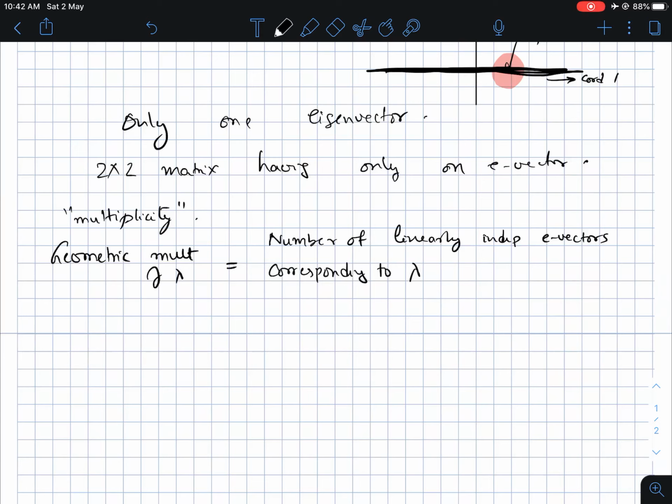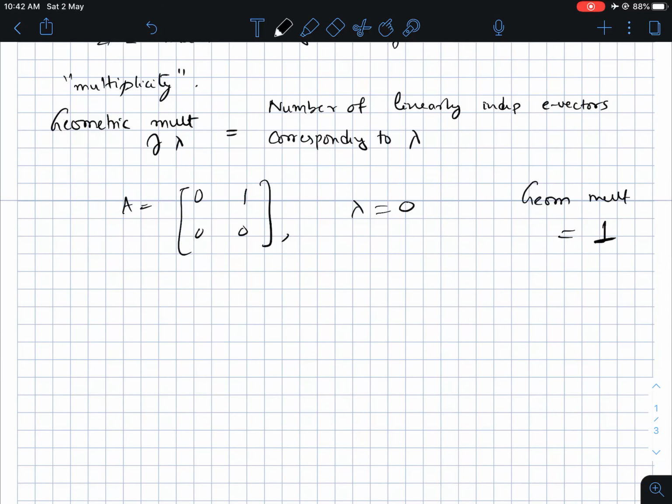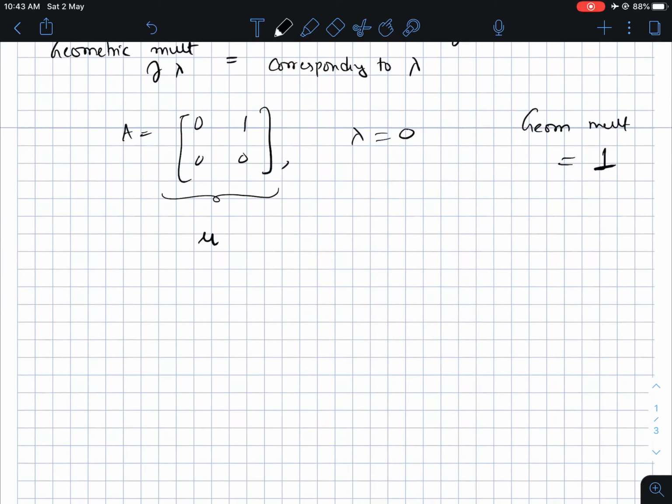Very good. So for this matrix, if you pick a equal to 0, 1, 0, 0 and lambda equal to 0, the geometric multiplicity happens to be 1. It is only one eigenvector corresponding to that. However, suppose you tried to do this a different way, meaning you found the characteristic polynomial. From here on, I'm going to use mu as a variable for the characteristic polynomial, not lambda. So I'll do det of mu I minus A. Mu is a variable here.